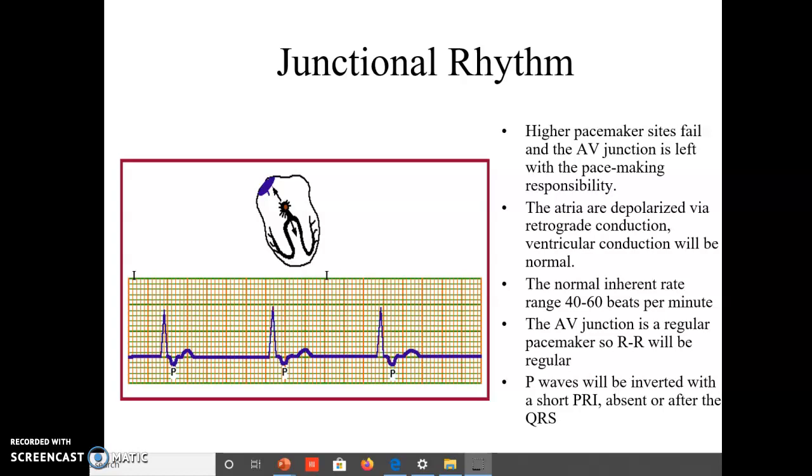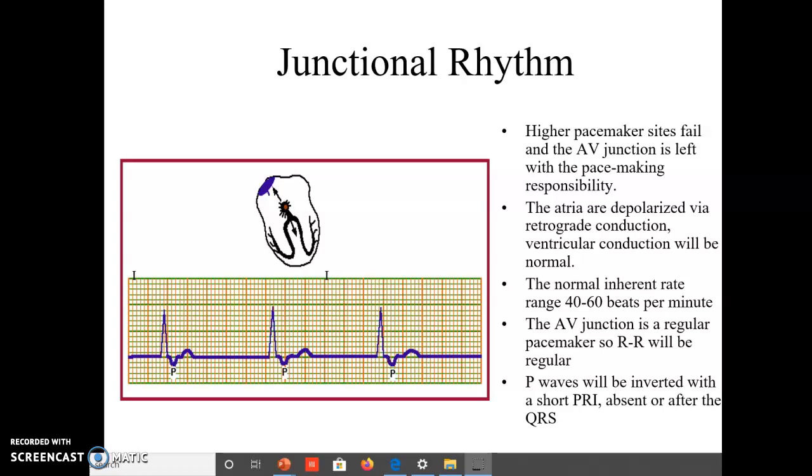Next, we're going to learn about a junctional rhythm. So what makes something junctional rhythm is what we've already learned. We will have an inverted P wave in lead 2 with a short PR interval, or no P wave in front of something, or even potentially a P wave after the QRS.